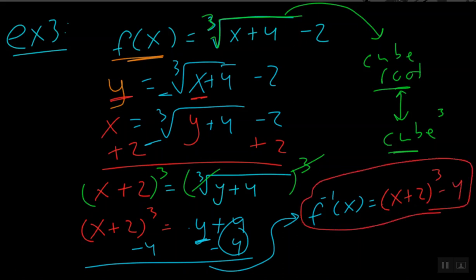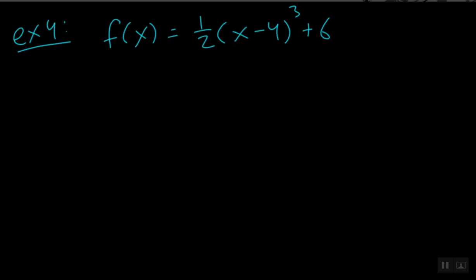Alright, let's move on to a fourth example. I would encourage you to pause the video and finish taking your notes. Okay, here we have f of x is equal to 1/2 (x minus 4) to the power of 3, aka cubed. And we have to know that the inverse of a cube is in fact a cube root. Alright, now let's see what this looks like in practice.